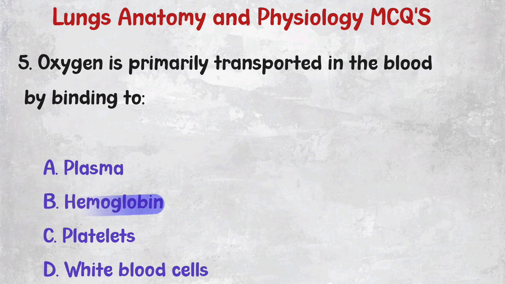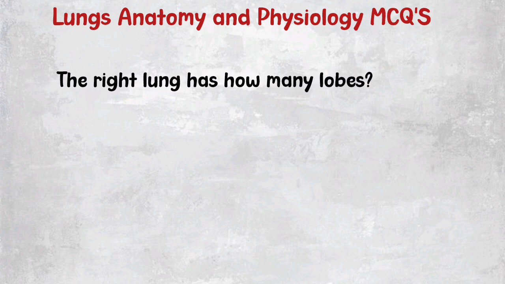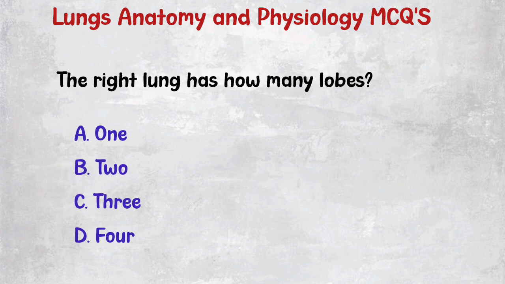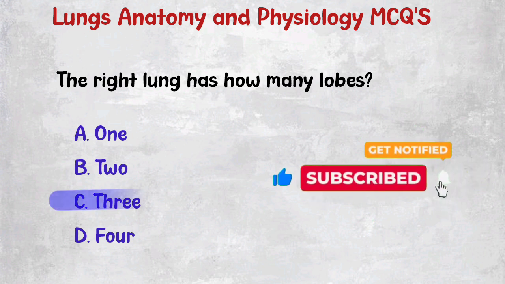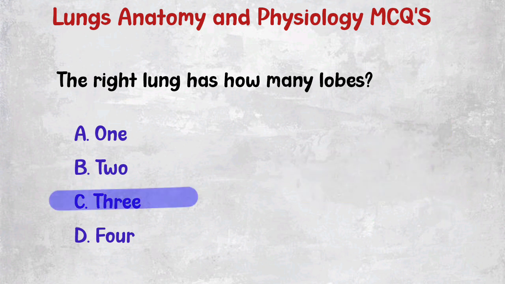Question number 6. The right lung has how many lobes? We have A, 1, B, 2, C, 3 lobes, and D, 4 lobes. The answer here should be C, which is 3 lobes. The right lung is divided into 3 lobes: the superior, the middle, and the inferior. And this is unlike the left lung, which has 2 lobes.